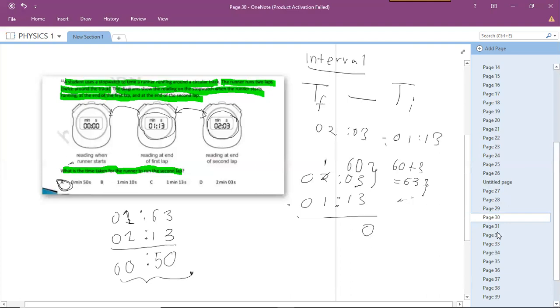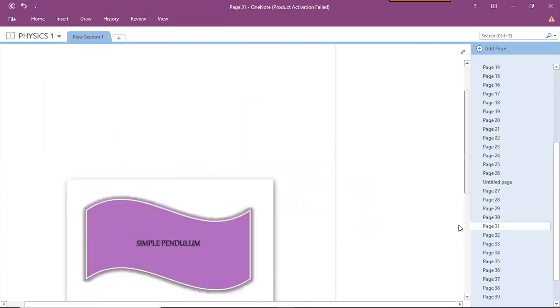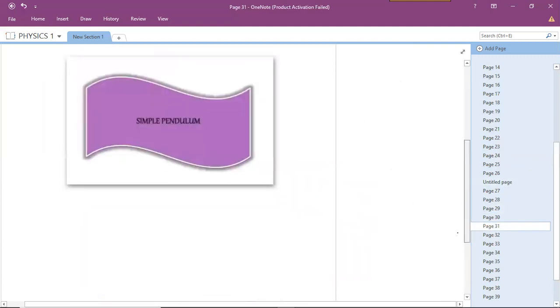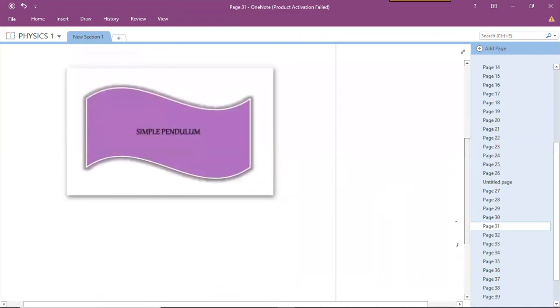So next time we're going to look at the simple pendulum, certain types of questions that can come. What is period of a pendulum? What is frequency of the pendulum? What type of experiment can we use to find the period of the pendulum as accurately as possible? So that's what we're going to do next time when we do physics.